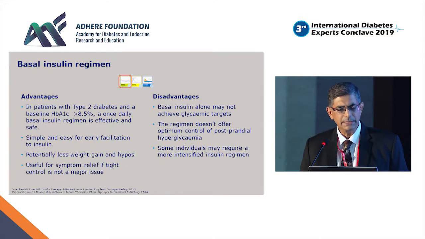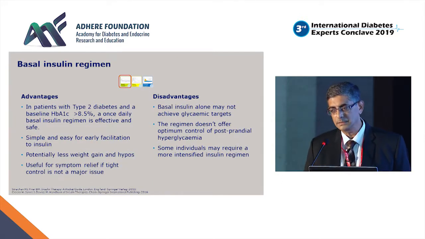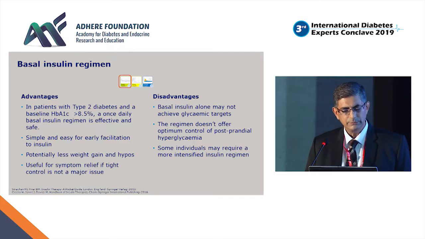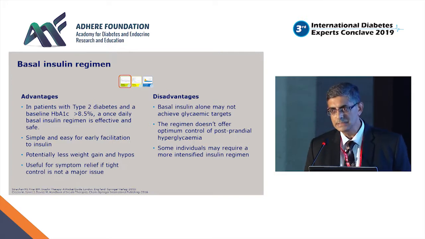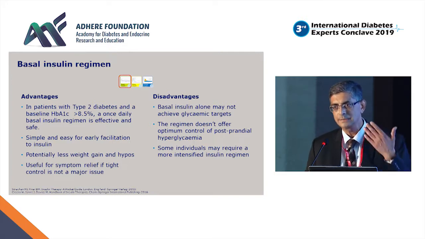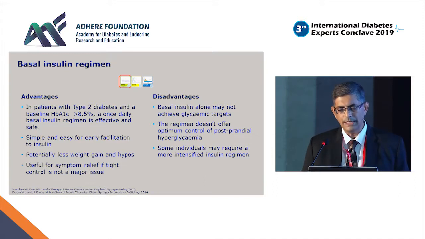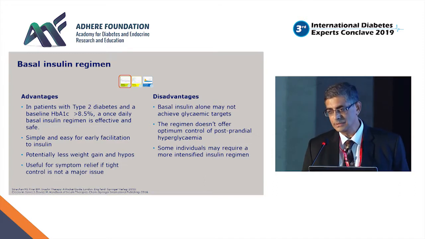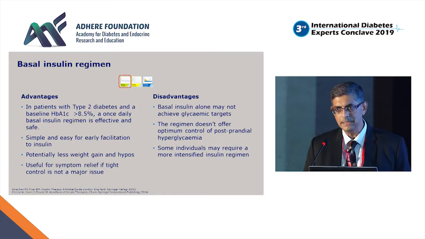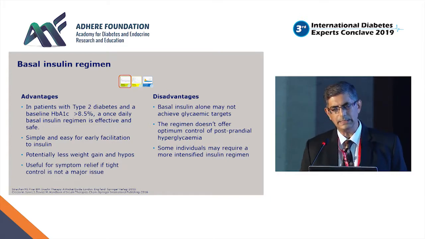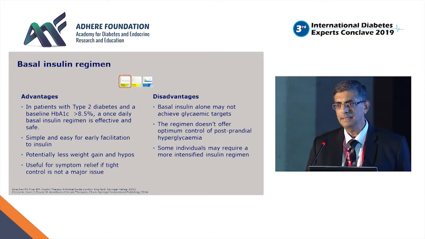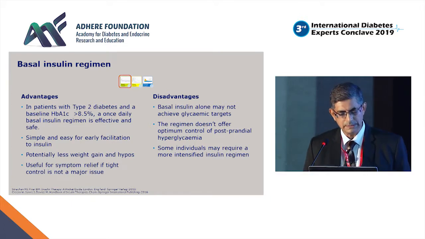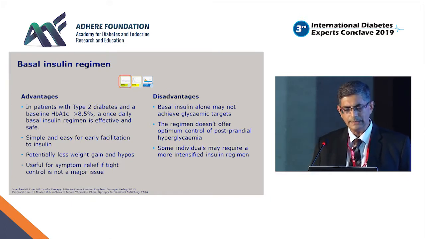So if I have to sum up the advantages of basal insulin, of course, you can use it as a single agent, supplementing the oral agent. When the oral hypoglycemic agents are not getting you to target, you can supplement with it. And then, of course, if you still don't reach the target, you can intensify by adding a prandial insulin or moving them to premixed insulins. They cause less weight gain and hypos.